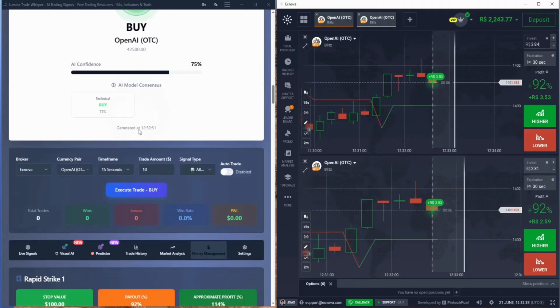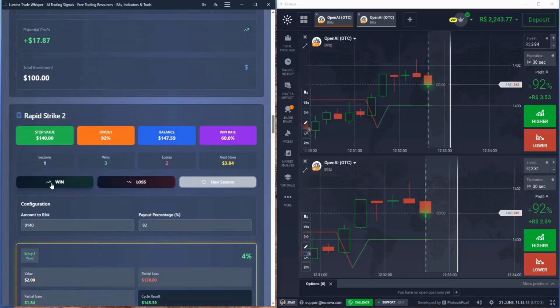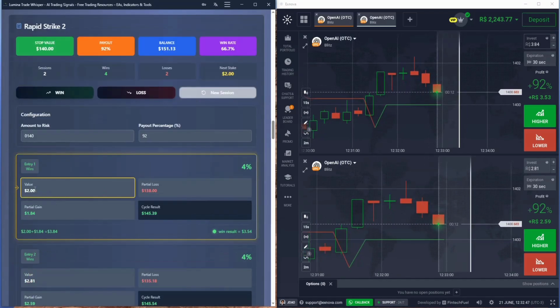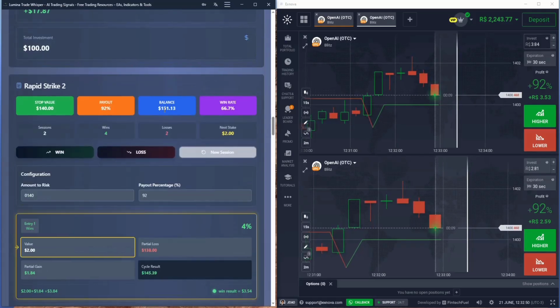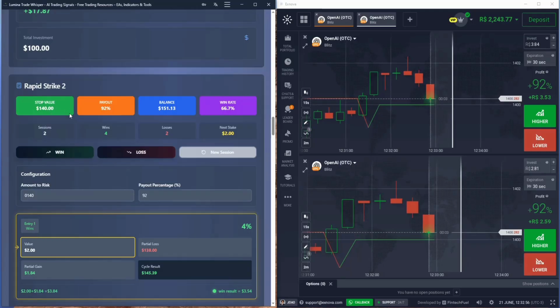Another win. So we have a buy here, but we are not going to rush because we have to compute this. Okay, we want that. So it moved back to the 2. See, our balance has increased. We started with this as our stop value, so we lose this. It's our stop loss for the day.